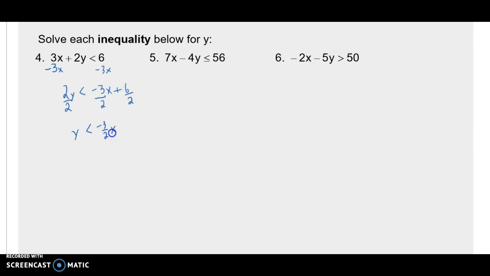And then, oops, almost lost my x there. 6 divided by 2 gives me 3. So that's my inequality solved for y. Now again, we want to keep y on the left-hand side because that's the one that we're looking to isolate.